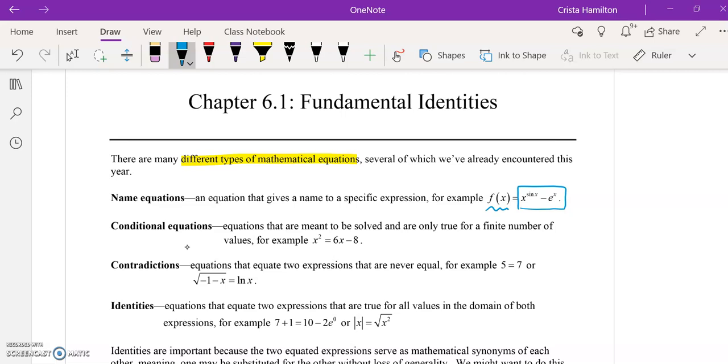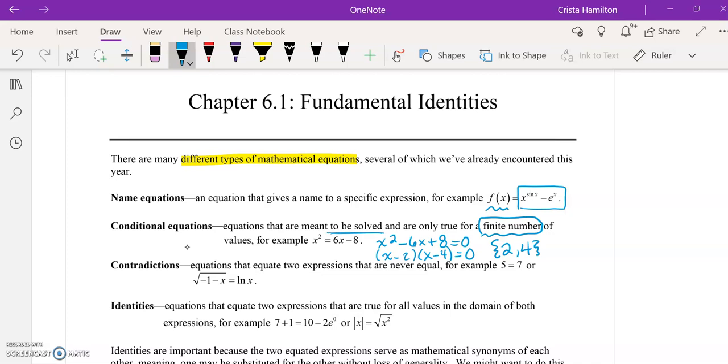Conditional equations are things that are meant to be solved. Basically, they're only true for a finite number of values. That's why we're looking for a solution set. For example, here we have x squared minus 6x plus 8 equal to 0. Taking a look at that, we could factor it, obviously. So we could do (x minus 2)(x minus 4) equal to 0. Your solution set for this one is going to be 2 and 4. There are only two values of x which make this conditional equation true.